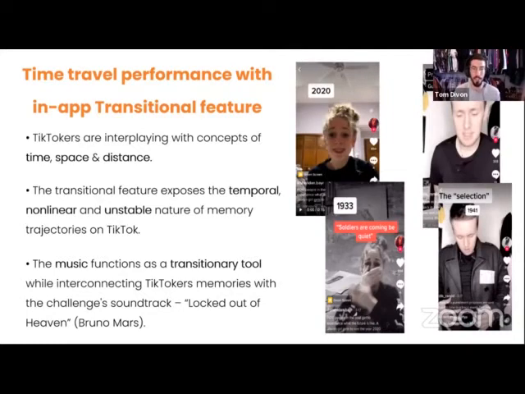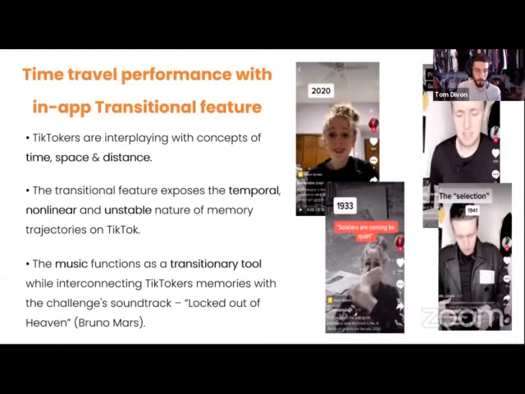This transitional feature exposes some of the temporal, nonlinear, and unstable nature of memory trajectories on TikTok. And as you notice, the music functions here as a transitionary tool, while in accordance with Bruno Mars's hit, TikTokers transferred their mediated self into heaven, which is the future, as the unfortunate ones could not stay because they were locked out of heaven and were sent back to the Holocaust, which is the present.